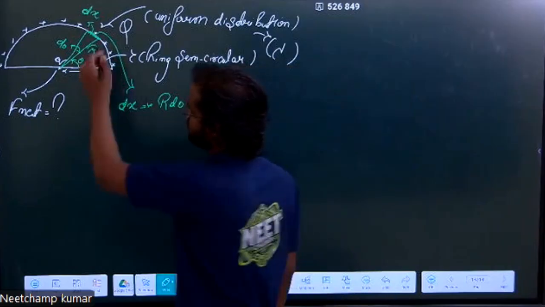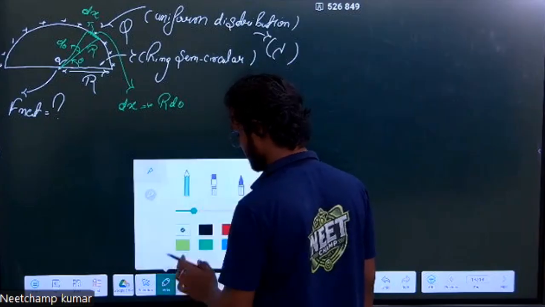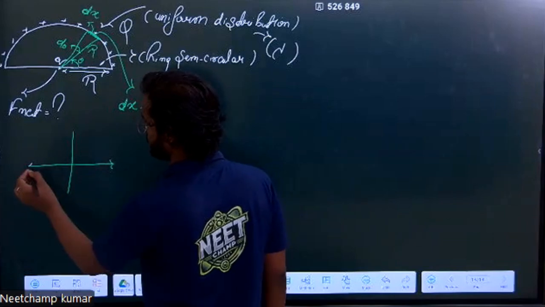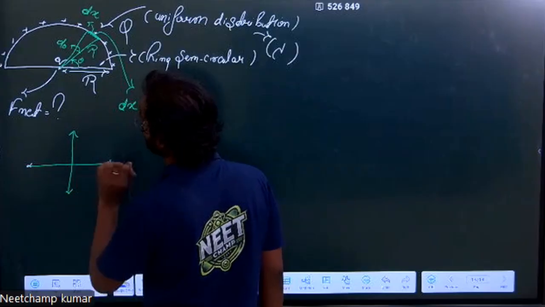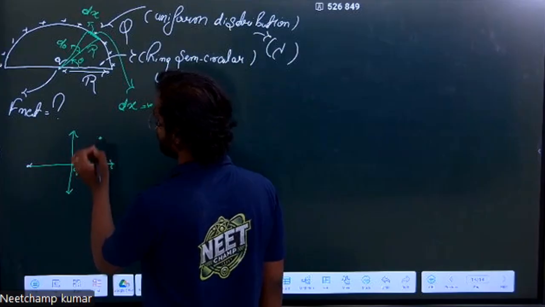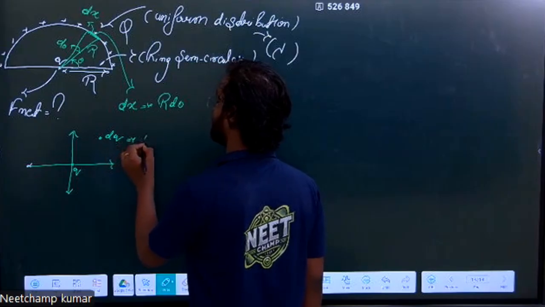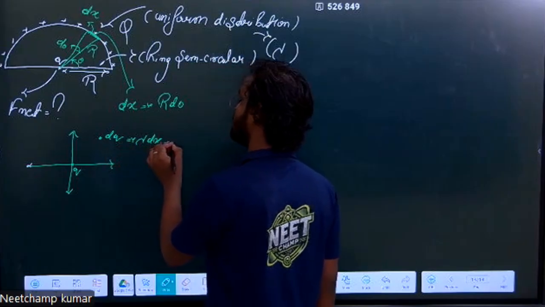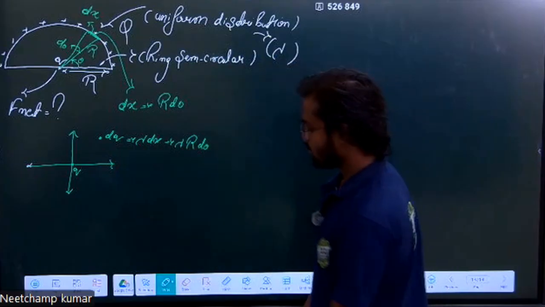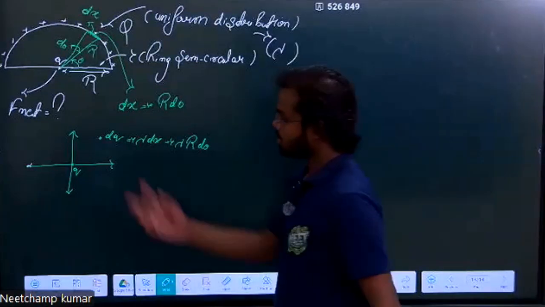Now if you see properly, the question has become like this. Suppose this is my axis. You can see there is a point charge q here, and another charge here. This is a dq charge, which previously was given as lambda dx, and now it is written as lambda r d theta. Now you have to simply calculate the force.